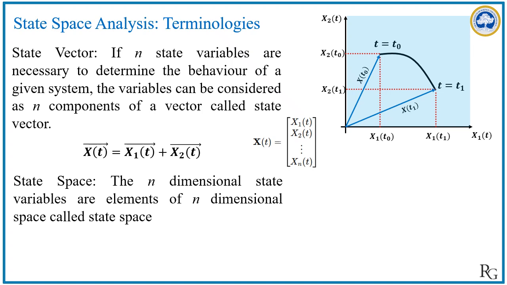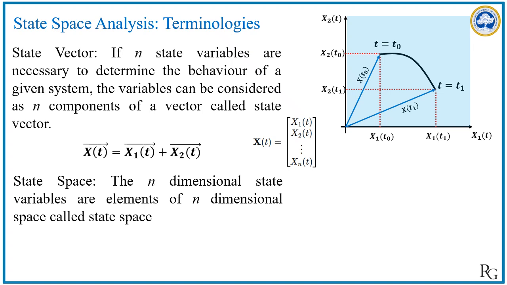Now, there are two more important terminologies. The first one is state vector. So if n state variables are necessary to describe the behavior of the system, we can arrange those variables as components of a vector. This vector is called state vector.